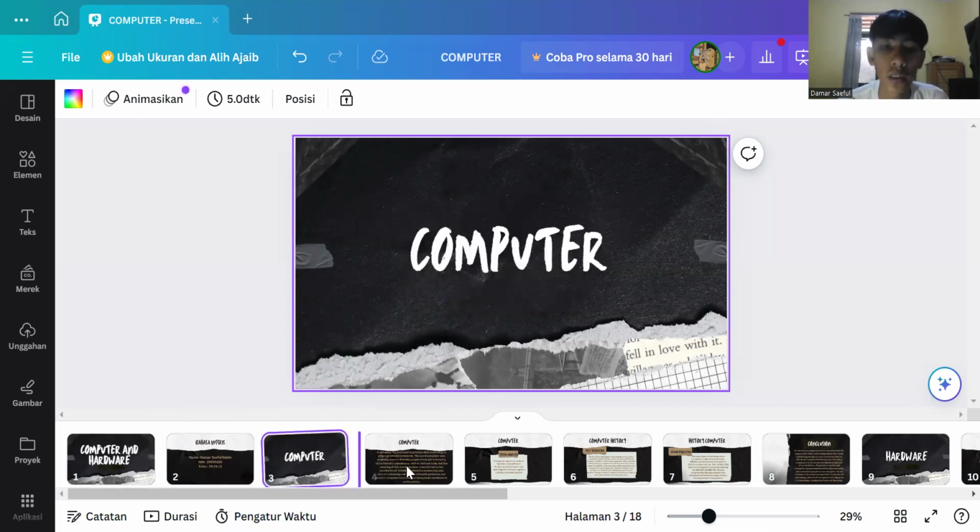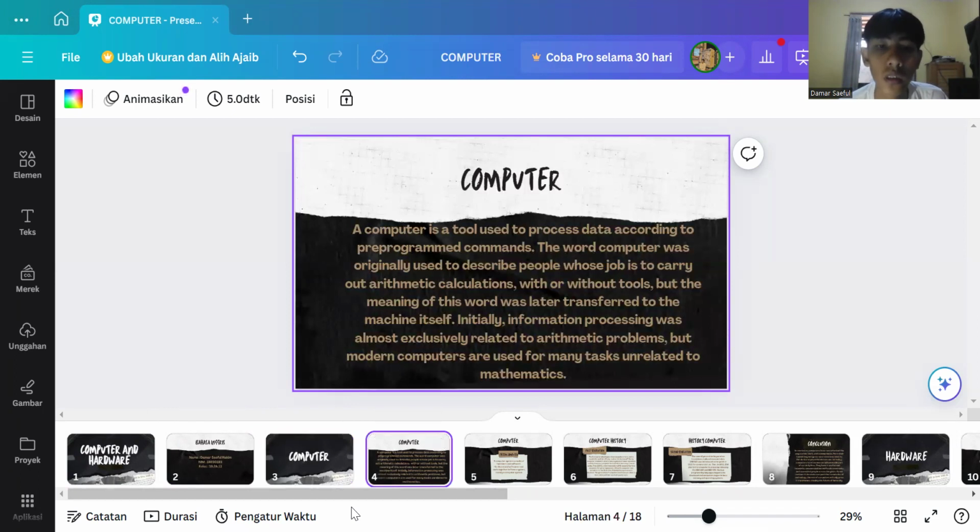First, computer. A computer is a tool used to process data according to pre-programmed commands. The word computer was originally used to describe people whose job was to carry out arithmetic calculations without thought. But the meaning of this word was later transferred to the machine itself. Initially, information processing was almost exclusively related to arithmetic problems, but modern computers are used for many tasks unrelated to mathematics.